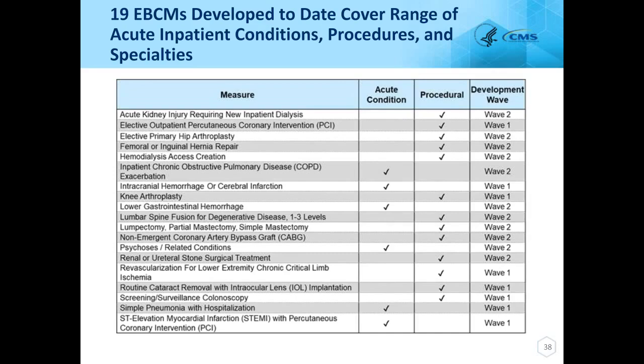So as I mentioned, we've developed 19 episode-based cost measures: 6 acute inpatient medical condition episode-based measures and 13 procedural measures. As you can see, these cover a wide range of clinical areas and different specialties. For example, just to name a few, these measures could apply to gastroenterologists, orthopedic surgeons, psychiatrists, nephrologists, and ophthalmologists. The work to develop these clinically refined measures requires a lot of targeted input from experts in these areas. Next slide, please.